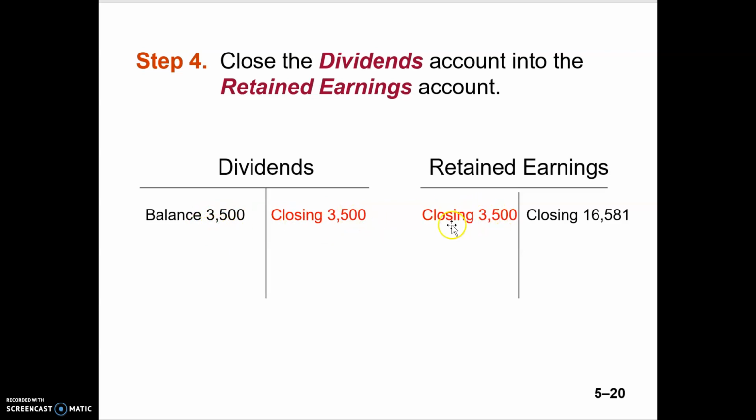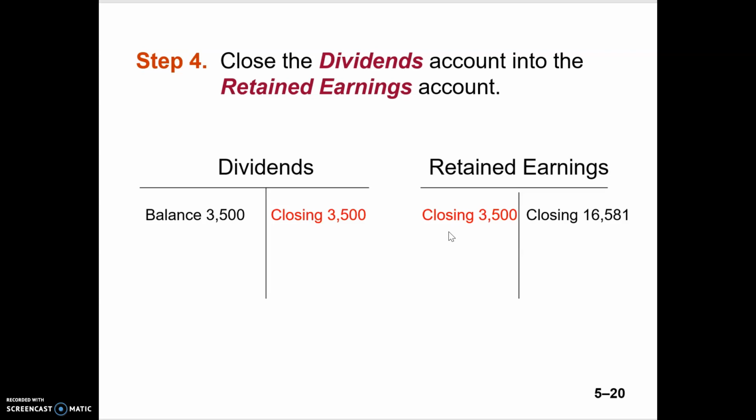And if we debit retained earnings, we said retained earnings has a normal balance of credit. So if we debit it, we're making it go down. And that's what we say happens to retained earnings because of dividends, right? We subtract dividends on our retained earnings statement. This is where it happens in our system, right?